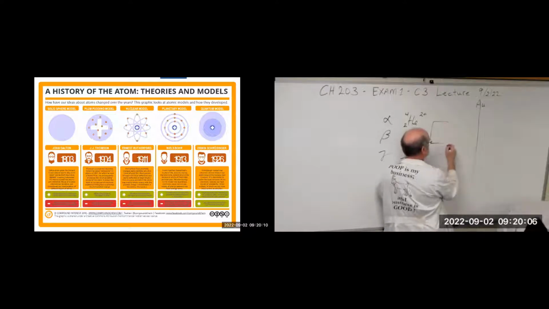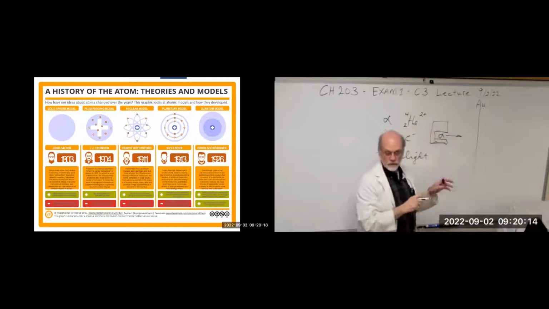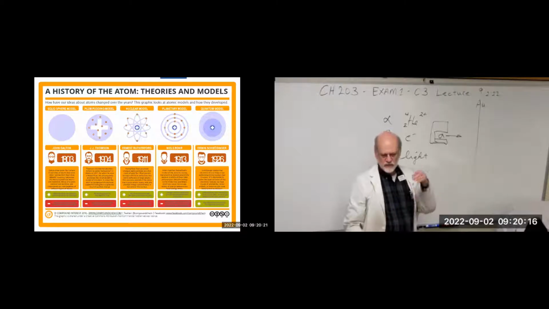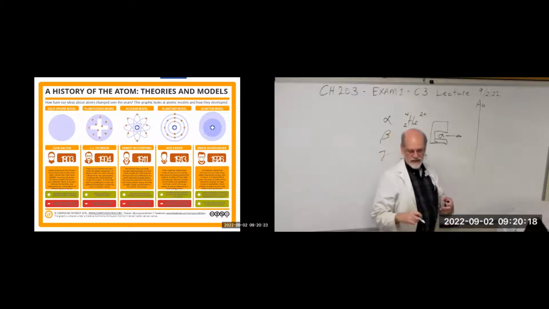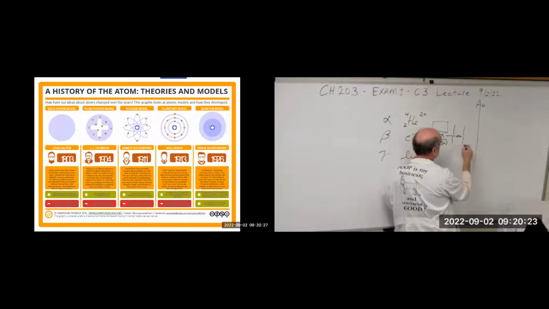And then he had a source here, an alpha source, that shot a beam at that gold foil. And he had to make sure it was straight, right? So he used a collimator. Basically, a collimator is two slits aligned like that.